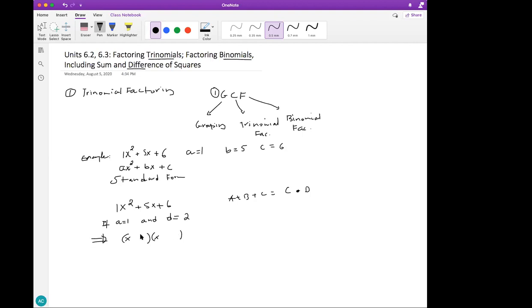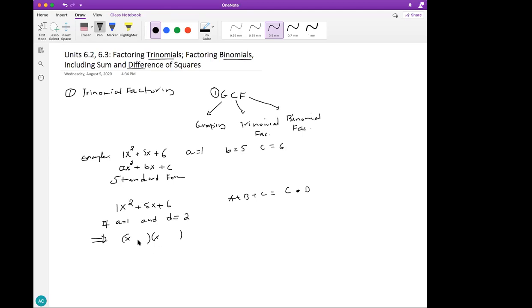The only thing left to do here is find 2 numbers, not random numbers. We're going to find those numbers based on these coefficients, based on A, B, and C. Again, first check if A is 1 and these 2. Only if those 2 are met, you can immediately write these parentheses and start each one with X. Why do we start each one with X? Because we have X squared. If we multiply those 2 to distribute, you're going to get that second power. Now, how do we get these 2 numbers?